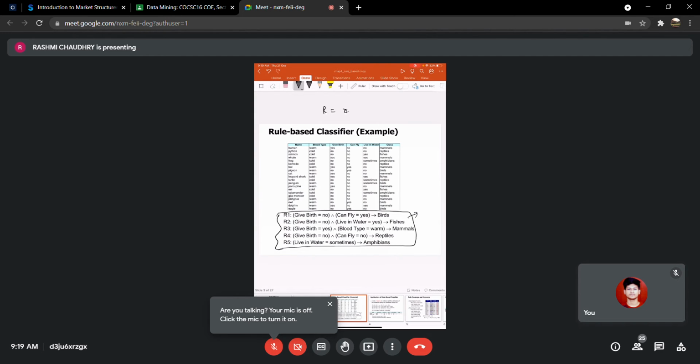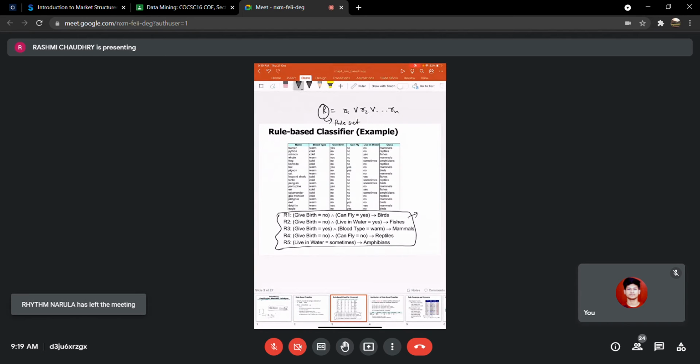If the rules are given in the form R1 up to Rn, then this is called the rule set. So this complete R1, R2, R3, R4, R5 is the rule set. And this particular R, this particular R, this particular R is called a disjunct.